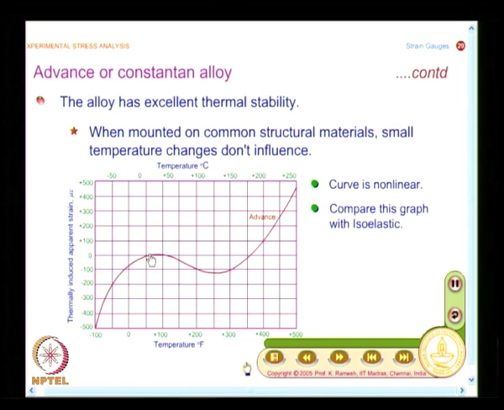At room temperature application, the thermally induced apparent strain for small changes of temperature is almost close to 0. But if I want to use it for higher temperature, then I have to be careful in accounting for this thermal influence.